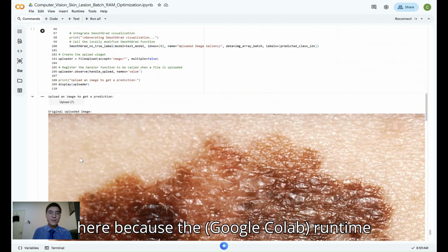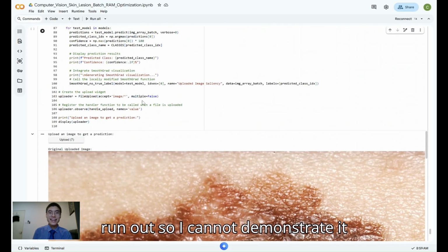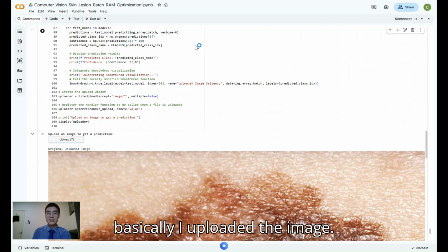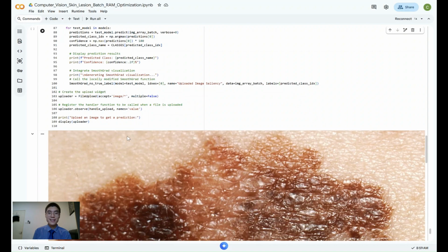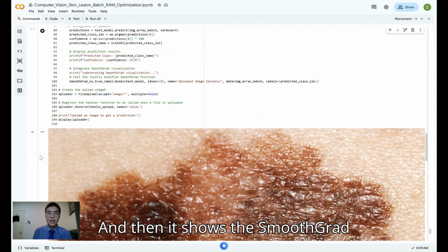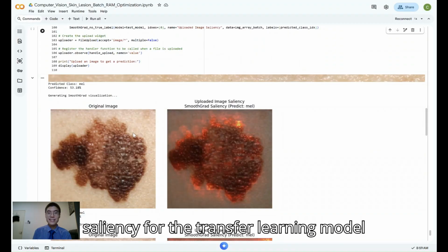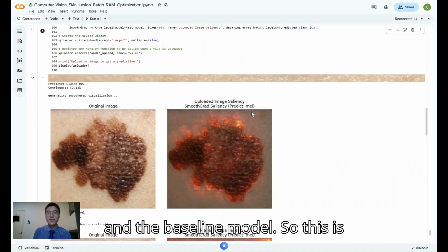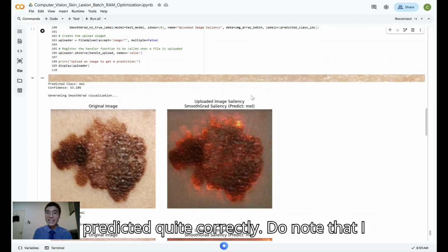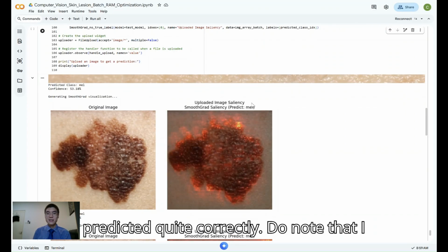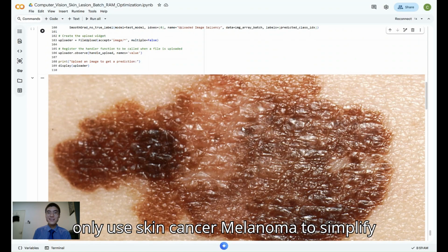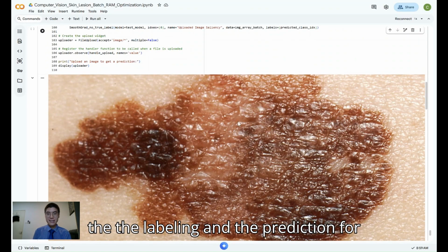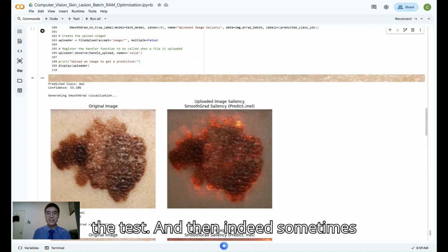I inputted a few more images here because the runtime ran out, so I cannot demonstrate it live and see how it processes. But basically, I uploaded the image and it shows the SmoothGrad Saliency for the transfer learning model and the baseline model. So this is the baseline model. It actually predicted quite correctly. Do note that I only use skin cancer melanoma to simplify the labeling and the prediction for the test.